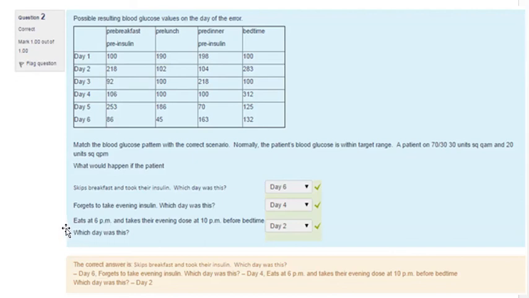This next question: eats at 6 p.m. and takes her evening dose at 10 p.m. before bedtime. Which day was this? That kind of puts us back at, they didn't have their insulin to cover their dinner, so that means their bedtime glucose is going to be high. But they did take their insulin right here, so that means that their morning blood sugar is going to be probably a little bit normal. It may even be low because now they've got some regular on board when they're getting ready to go to bed. But this is why this answer is day 2.